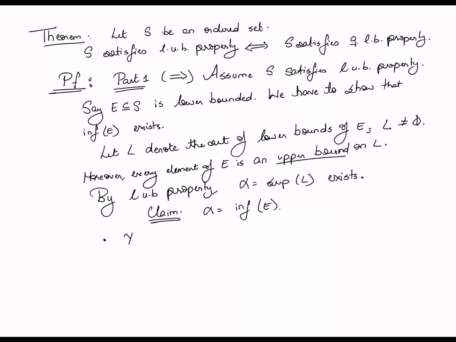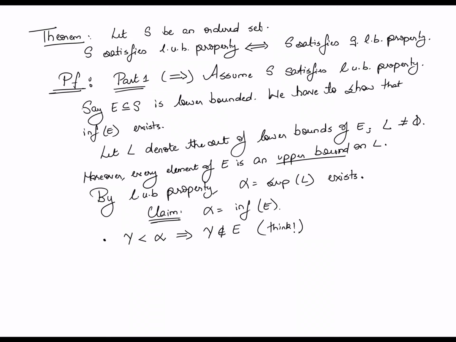My first claim is the following: if gamma is less than alpha, this implies that gamma does not belong to E. Remember, alpha is the supremum of L. In other words, it is the least upper bound of L. Now if I take an element gamma which is less than alpha, I claim that gamma couldn't possibly lie in E. I want you to think about this and convince yourself about why this is the case.